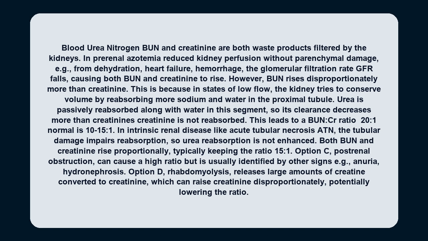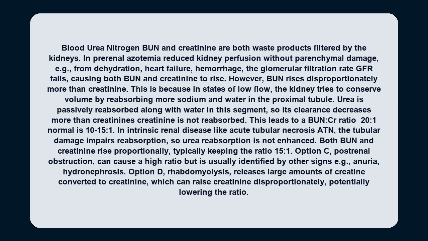This is because in states of low flow, the kidney tries to conserve volume by reabsorbing more sodium and water in the proximal tubule. Urea is passively reabsorbed along with water in this segment, so its clearance decreases more than creatinine's; creatinine is not reabsorbed. This leads to a BUN:creatinine ratio greater than 20:1; normal is 10-15:1.